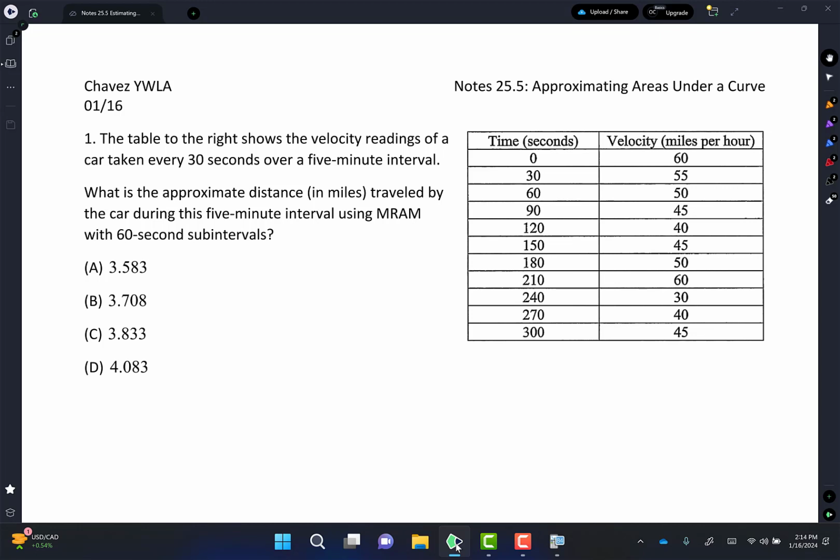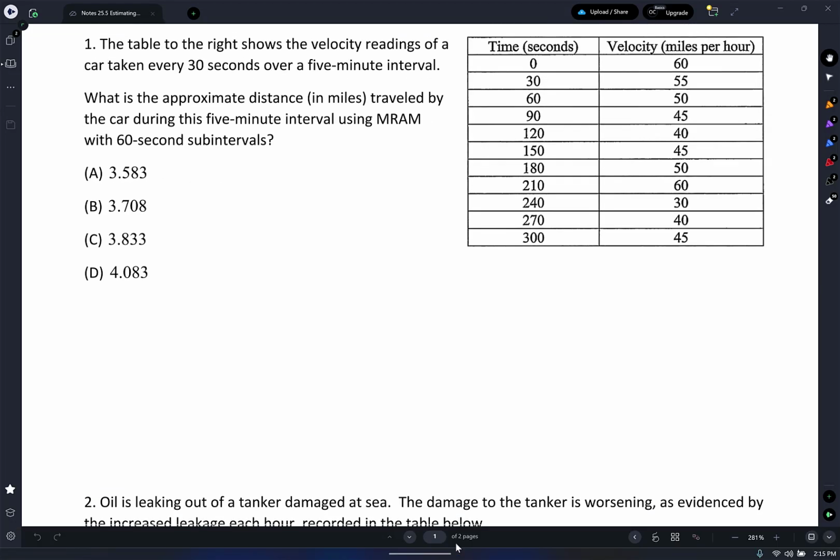So when we find the area under this curve, it's not going to be miles, because you're doing miles per hour times seconds. You've got to translate those seconds into hours. And then you have miles per hour times hours, and they'll be miles. Do you guys know what I'm talking about? Okay. All right. So here we go.